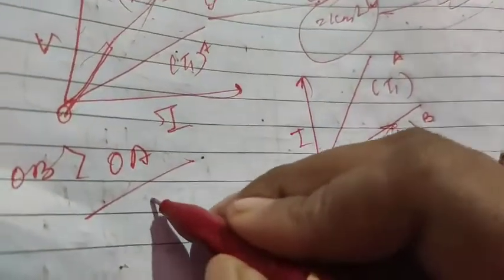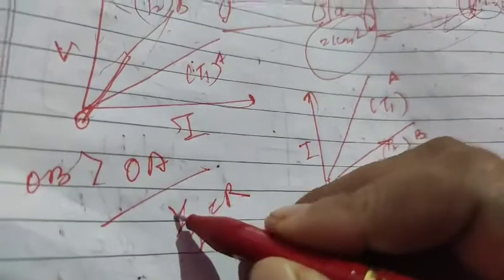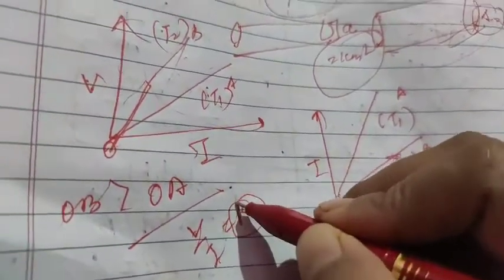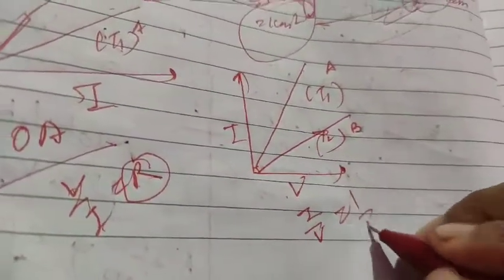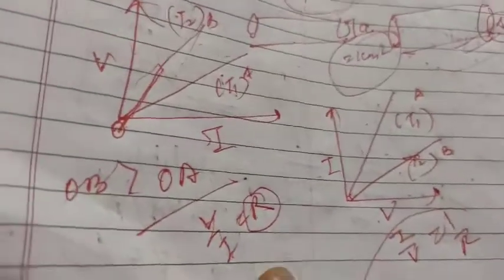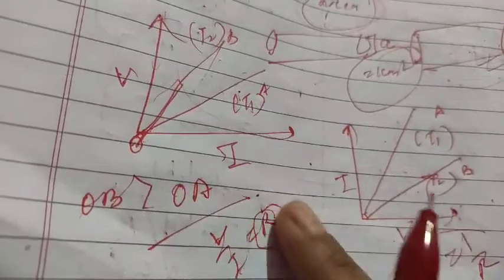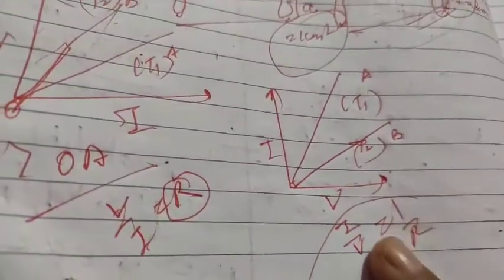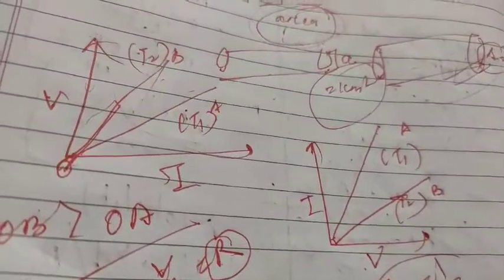Clear? So if you go to the formula, V by I is equal to R. Clear? Means V by I is directly proportional to resistance, but I by V is what? Tell me student, it is inversely proportional to resistance. Got it? If it is a V versus I graph, the slope is directly proportional to resistance, and for I versus V it is inversely proportional to resistance. So this concept you have to remember. Clear to you? Okay.